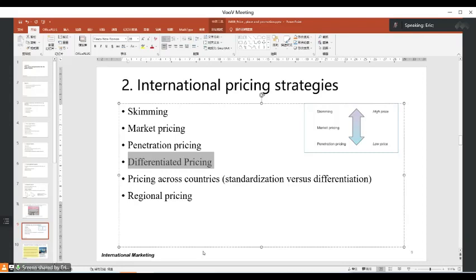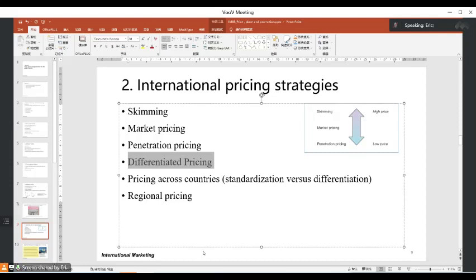Also, if we have just one product, the same product, but we have different market segments, different customer groups, we can also set a different price. Just like when we want to watch a show or go to a concert, we find that the prices of the seats are different. Very close to the stage, the price is very high. The farther from the stage, the lower the price you will pay. It is the same performance, but we can get different prices. So this is differential pricing.